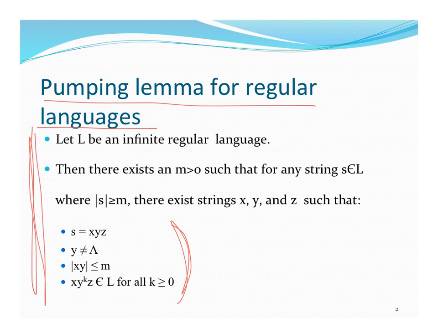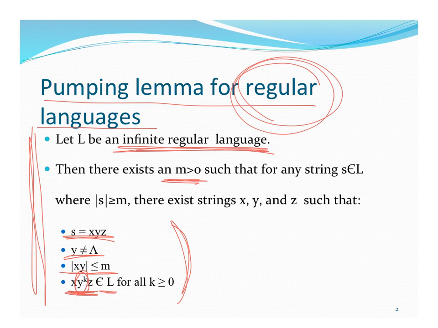The idea is that if we pick an infinite regular language, we can take any string in that language that is at least m characters long and split that string into x, y, and z so that the middle part y is not the empty string, and the length of xy is less than or equal to m. Then every other string of the form x y^k z, where we take multiple copies of that y, is still in my language. So this was the pumping lemma for regular languages.